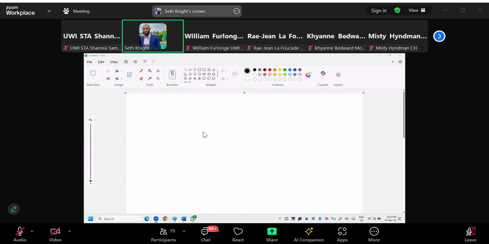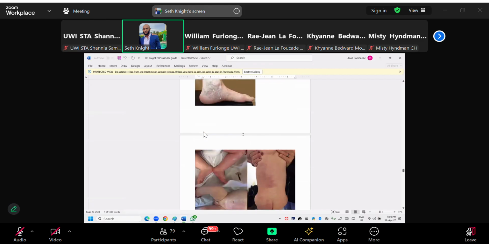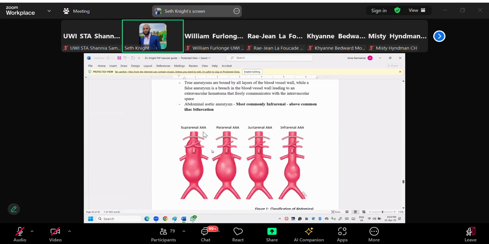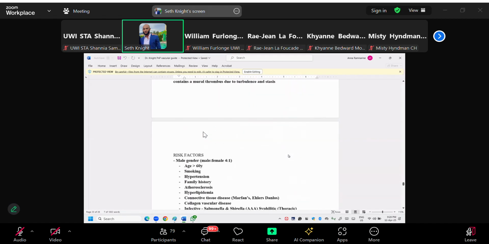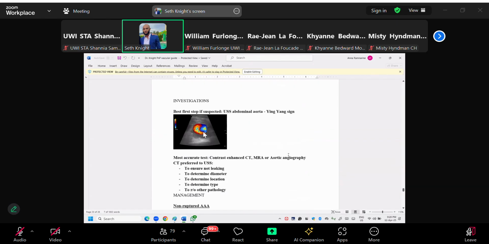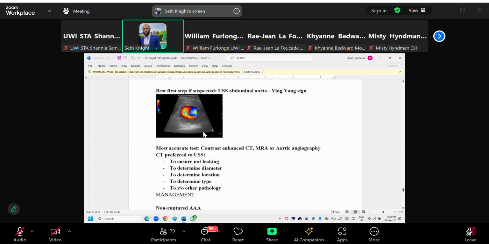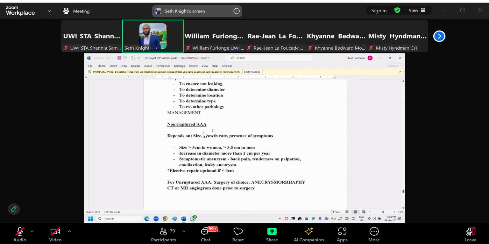Any questions on abdominal aortic aneurysm? Something I was going to show you all in the guide. So, okay, right? So you have suprarenal, pararenal, juxtarenal, and infrarenal. Infrarenal is the most common. Right, I was going to show you all the yin-yang sign. So this is the yin-yang sign. This suggests abdominal aorta, so your best first step is ultrasound of the abdomen. Right, and we have the management.